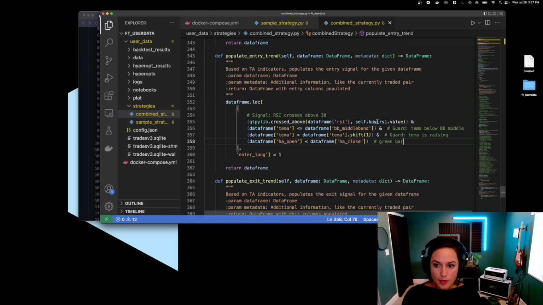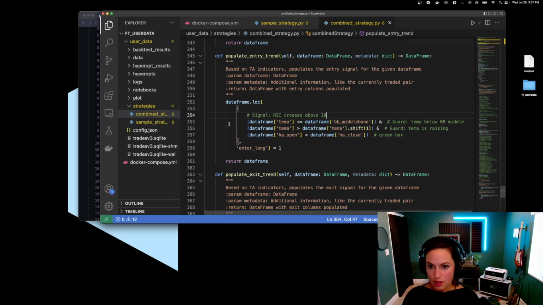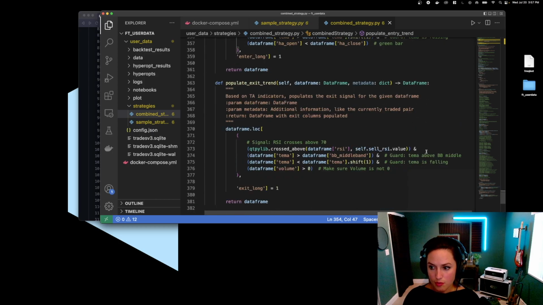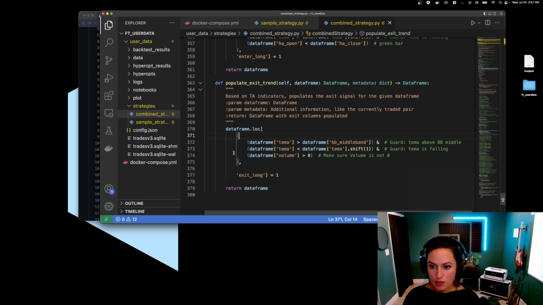Okay, and the other thing I'm going to do is delete this RSI crossing above 30, because this is probably the rate limiting step in this strategy for seeing a lot of buying and selling of trades. It may take a while for the RSI to cross 30 in a lot of the currency pairs, but I want to see the bot entering and exiting pairs right away. So I'm going to just delete this line here. And similarly, delete the RSI crossing above 70 from the exit trend.